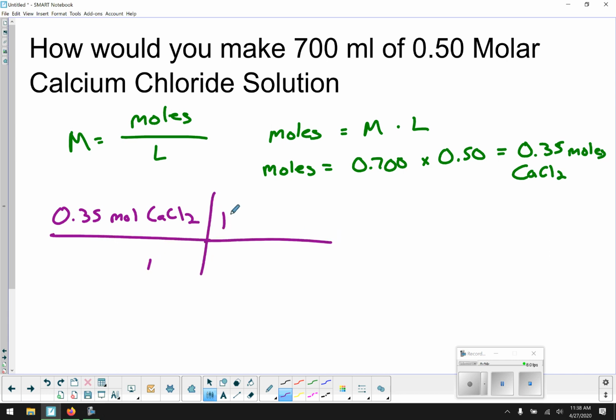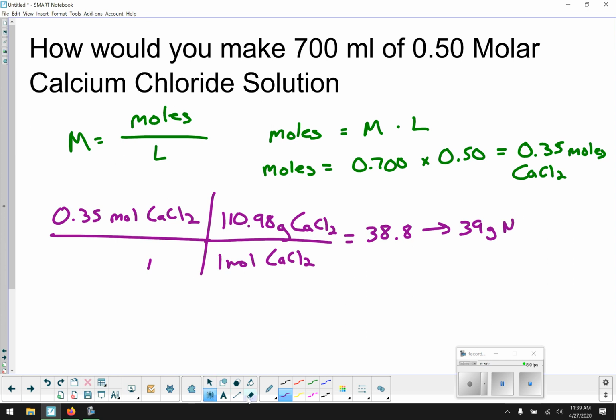Calcium chloride's molar mass is 110.98 grams per 1 mole. Yeah, the stoichiometry stuff, it really never leaves. We do conversions just all the time. These are a little less complex, but again, here we are still doing them. So 0.35 times 110.98 is 38.8, which I'll choose 39 grams of, nope, not NaCl, CaCl2.